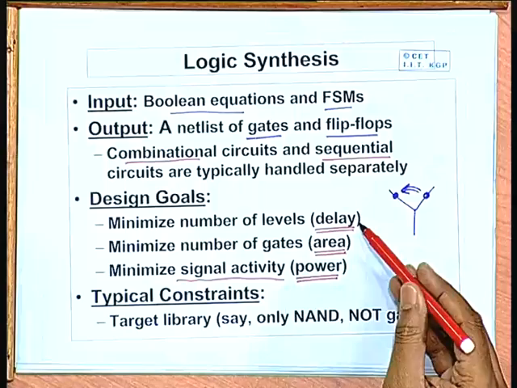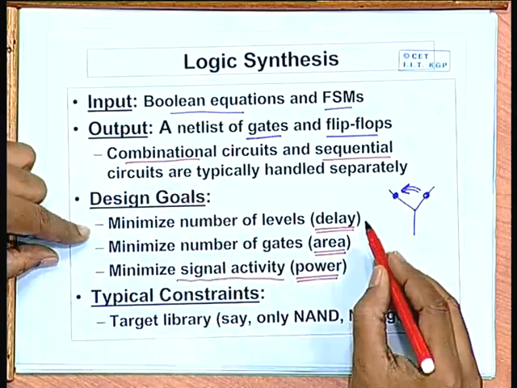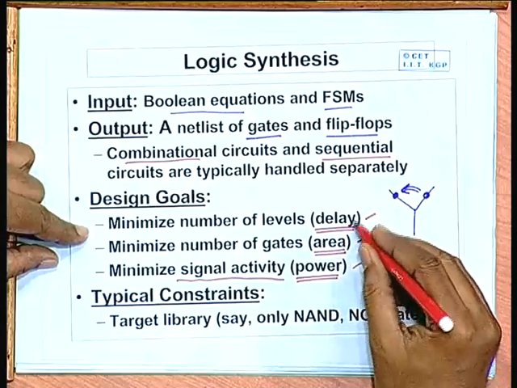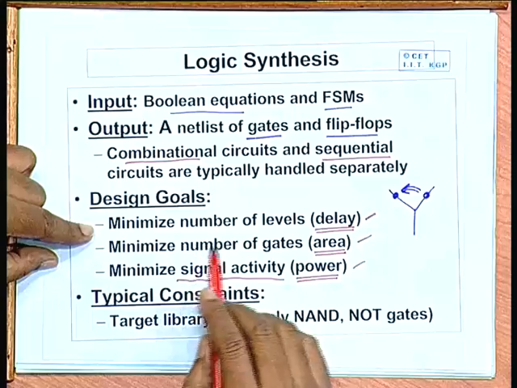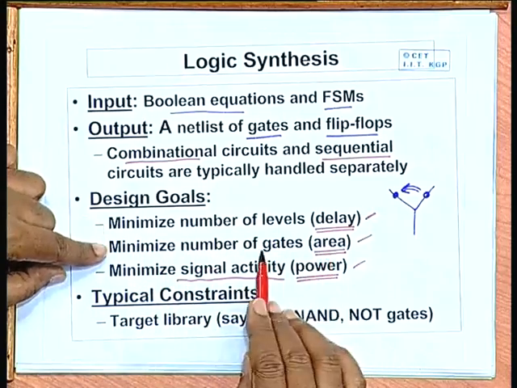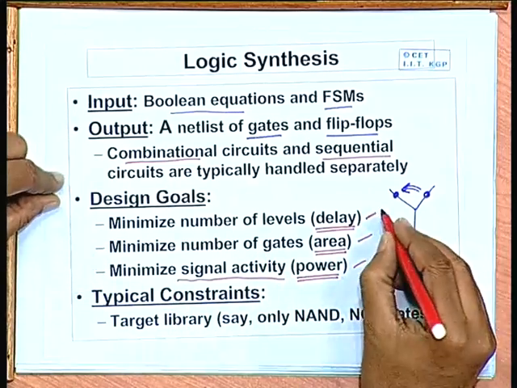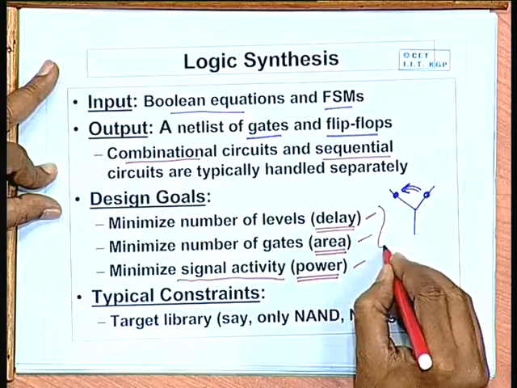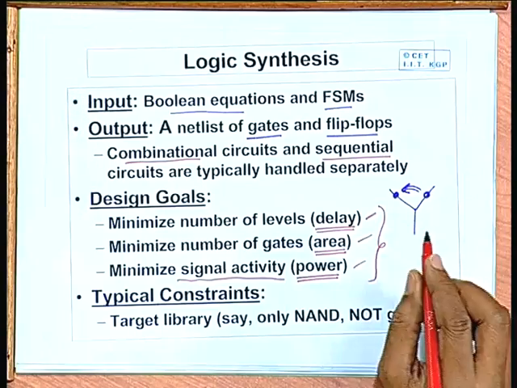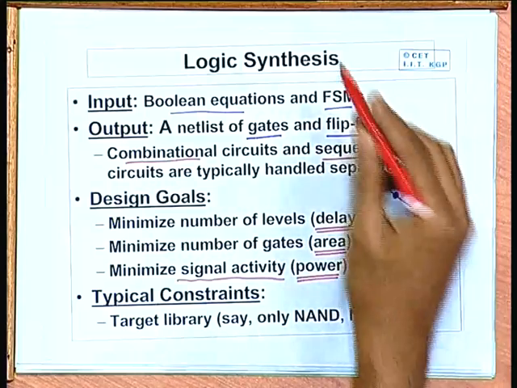So, these are the three conflicting design requirements. Typically these three design goals are mutually conflicting. If you try to minimize the number of levels, you may see that the area is going up, and if you want to minimize area, delay may go up. The same thing holds for power. So, it is very difficult to consider all these three things at the same time and do the synthesis. Typically people will give priority to one of these and then go ahead with the synthesis process.